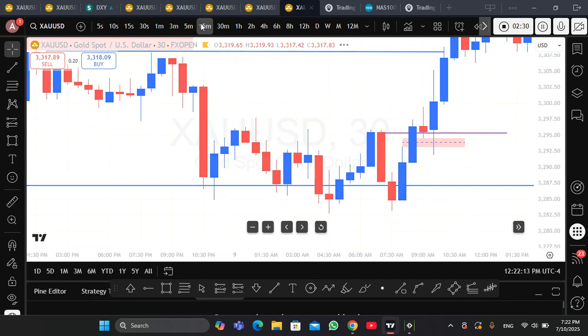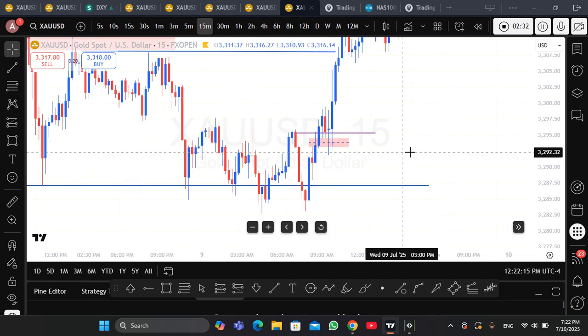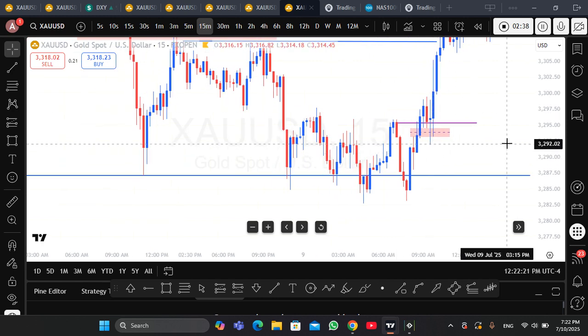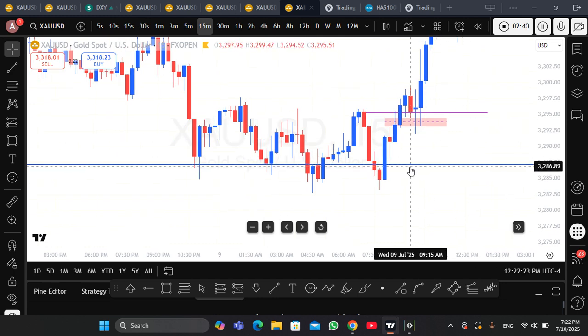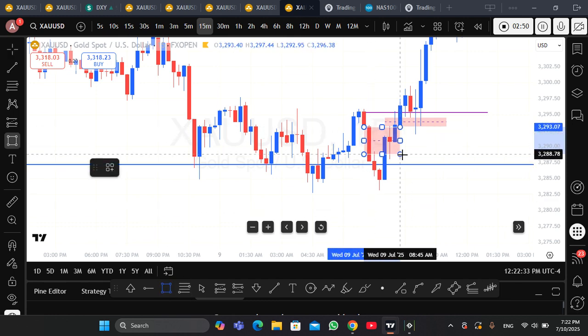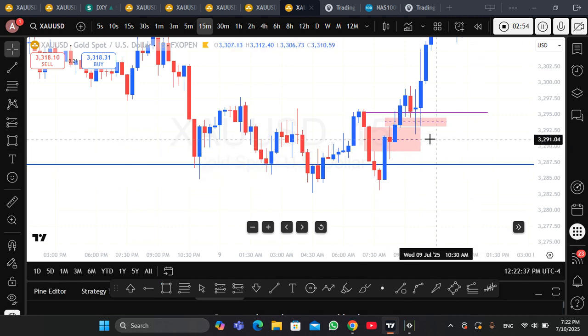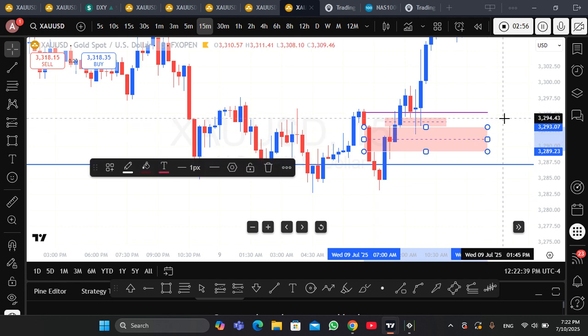The second thing, on 15 minutes, as you can see, a change in the state of delivery happened and the price returned to retest two things. The first thing is the order block, and this is the inverted fair value gap. All these I had not put in my mind before. These are very important: the inverted fair value gap.